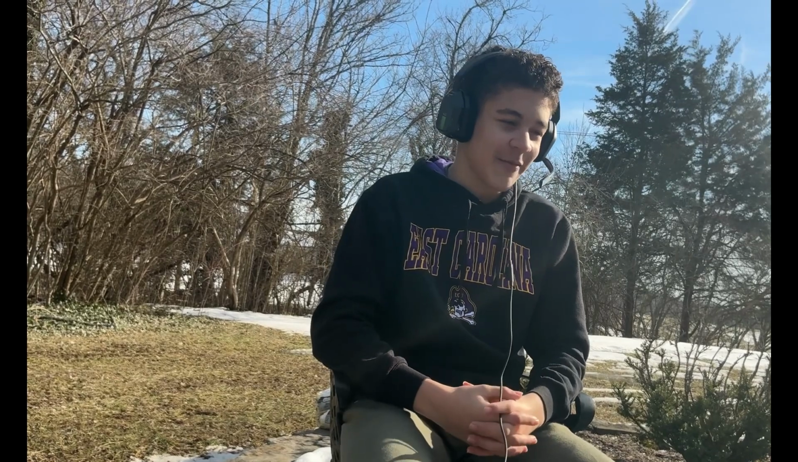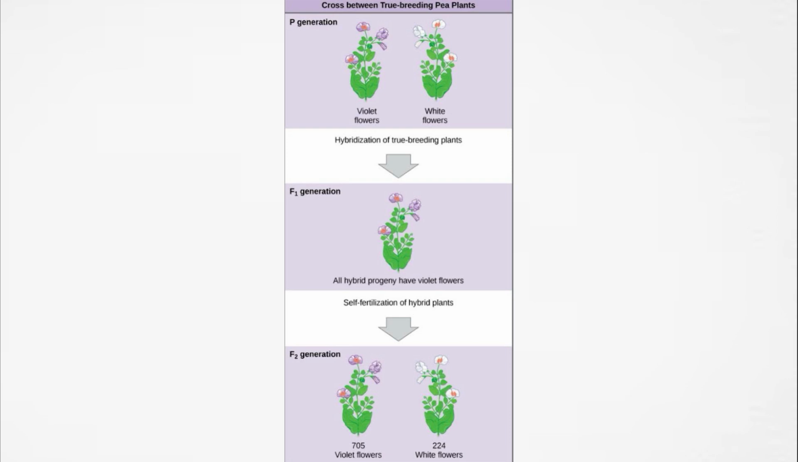Now we're going to talk about recessive and dominant traits. First generation cross plants are in the P0 or parental generation. Mendel then collected the seeds from this generation and grew them the next season. This generation of seeds is called the F1 generation.